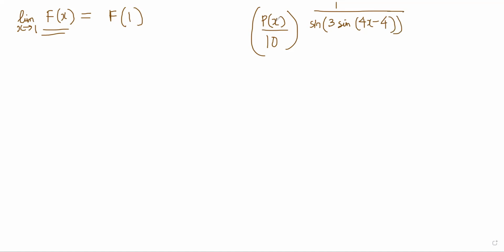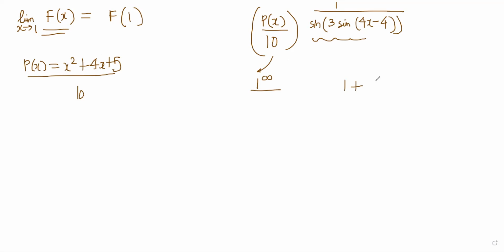Now p of x was x square plus 4x plus 5. So this is tending to actually 10, right? 1 plus 4 plus 5. This is tending to 10. So the base is tending to 1, and the exponent is tending to infinity. So it is of the form 1 power infinity. So what we have to do is we can write it as (1 plus (px by 10 minus 1)) whole to the power 1 by sine thing, right?